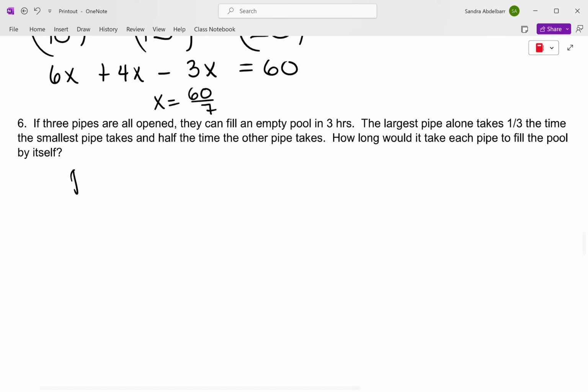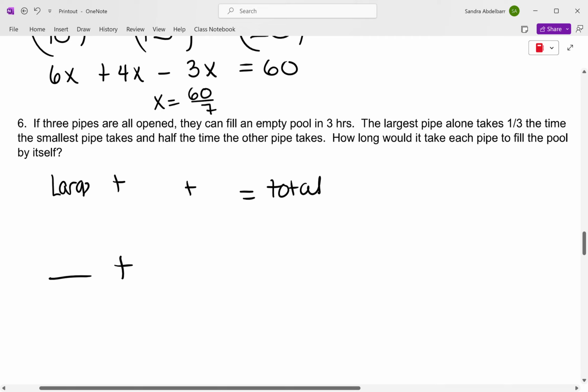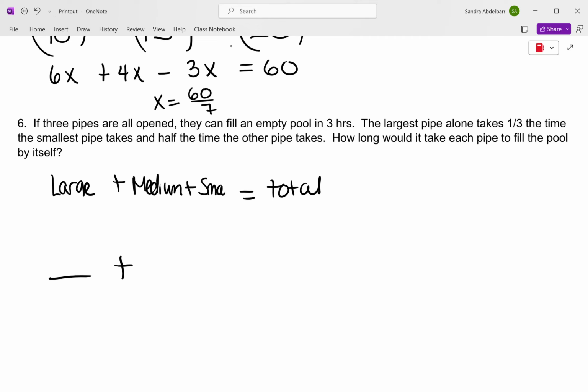Okay, if 3 pipes are all open, they can fill an empty pool in 3 hours. So do we all agree these 3 pipes are all working together? So we have pipe 1 plus pipe 2 plus pipe 3 equals total job. Or I should say, since we have large, medium, small, we are going to have large plus the medium plus the small. Their time together is 3.